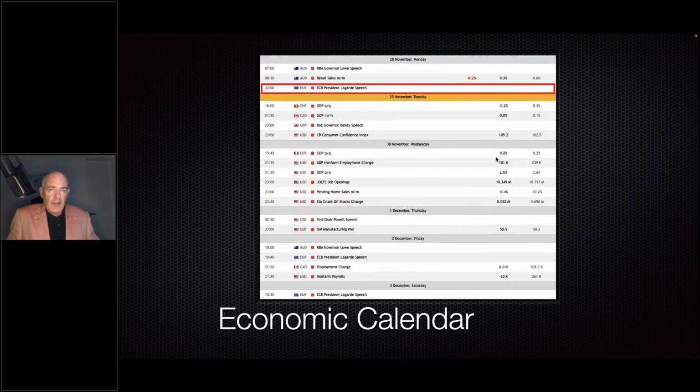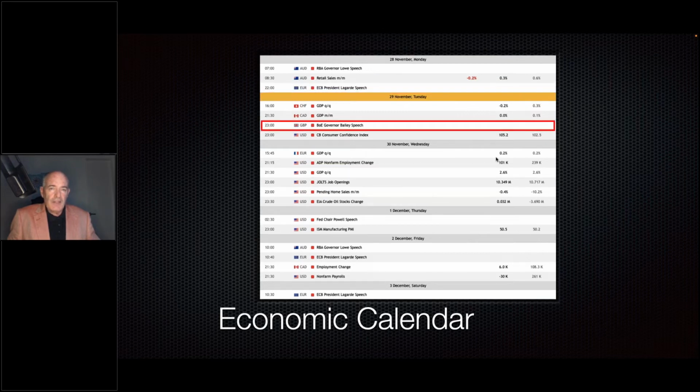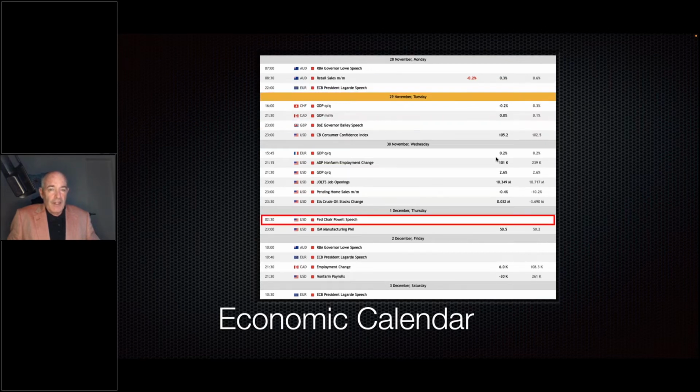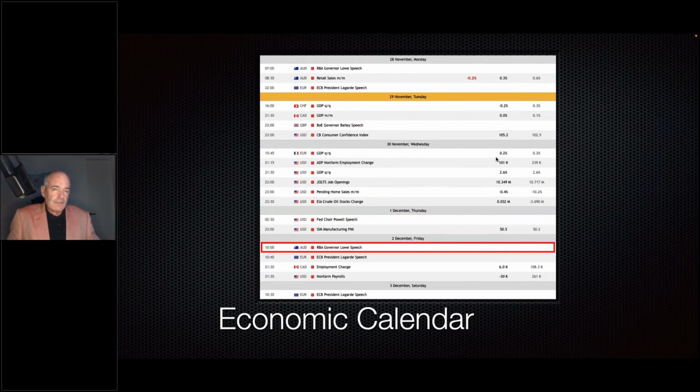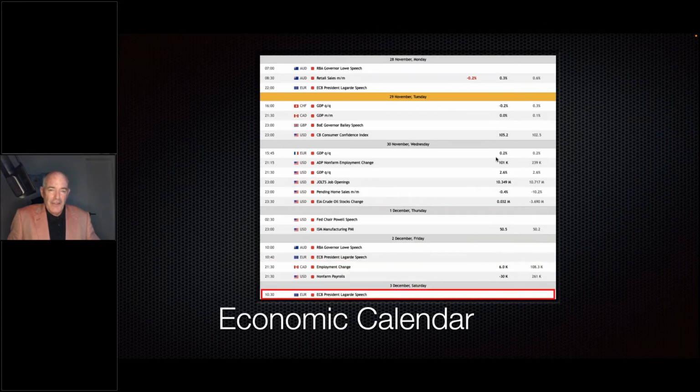Here we have Christine Lagarde. If you look at this calendar, she's actually speaking 3 times in 1 week. We've got Governor Bailey speaking on this event. We've got, again, Jerome Powell speaking here. We've got the Reserve Bank of Australia speaking again. Christine Lagarde again, and Christine Lagarde for the 3rd time. Again, I cannot emphasize enough, some homework: turn the charts on, watch when they speak, and you'll see what happens.